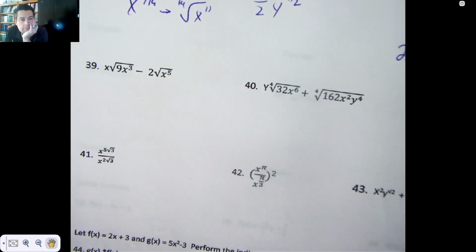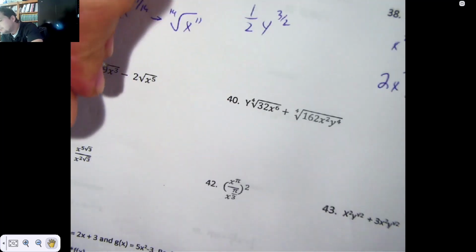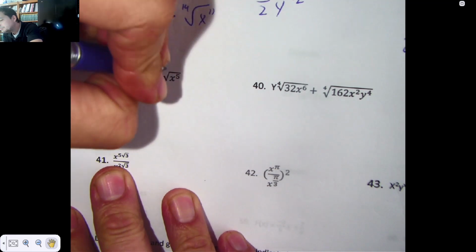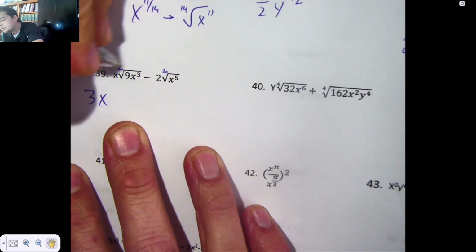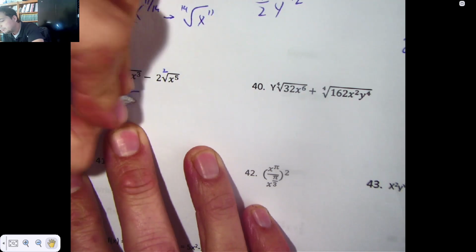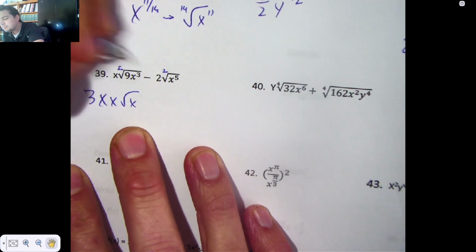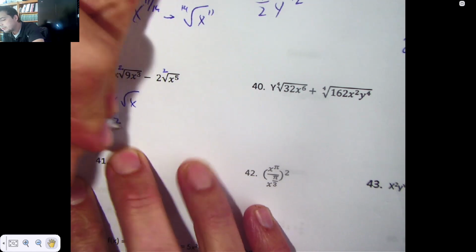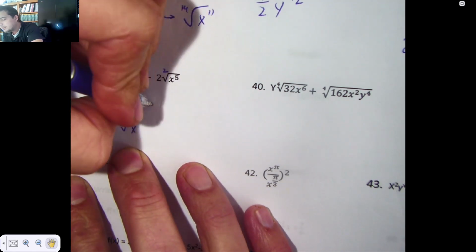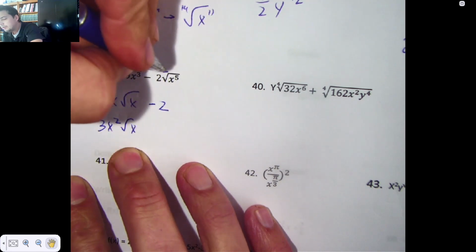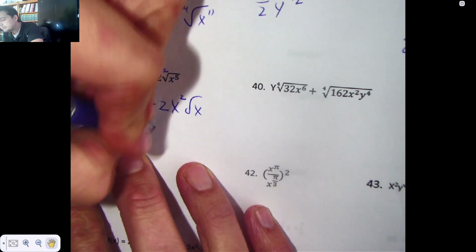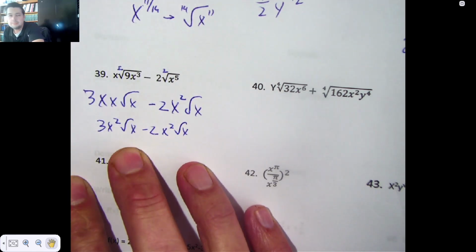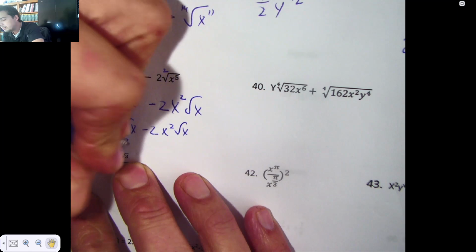Let's see here. It's not like terms yet, but it will be. Remember the understood 2 on your square root symbols? We have an x. The square root of 9 is a 3. 2 enters 3 one time with one piece remaining. So this first term becomes 3x square root x. Take away 2. 2 enters 5 twice, so that's an x squared root x. And now we have like terms. 3 minus 2 is 1. This is x squared root x.